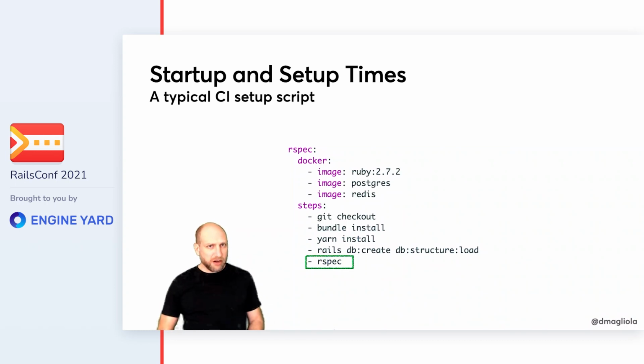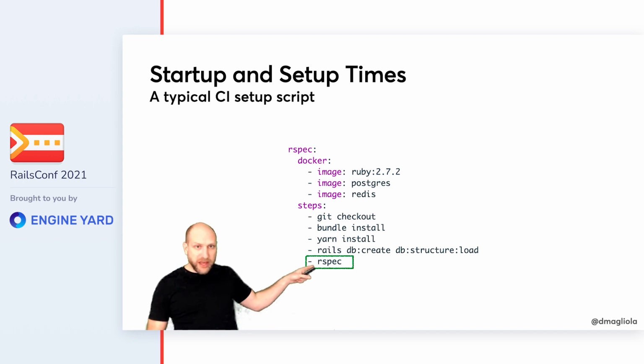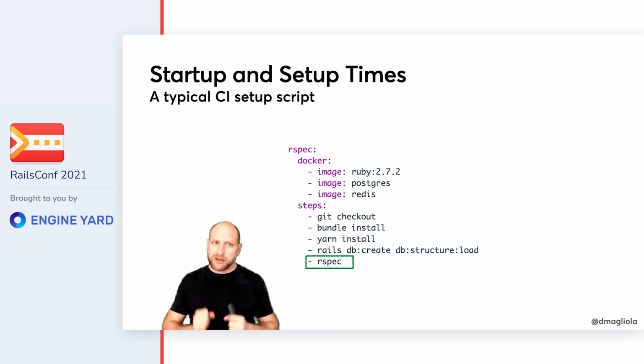Now, a typical CI config looks a bit like this. And that last step I highlighted over there, that's where we actually run our tests.